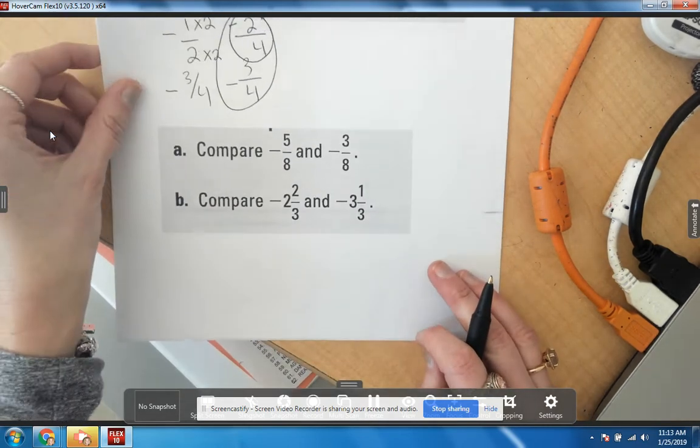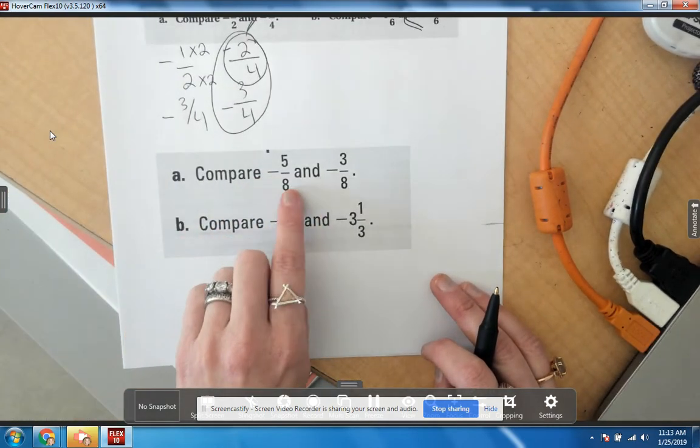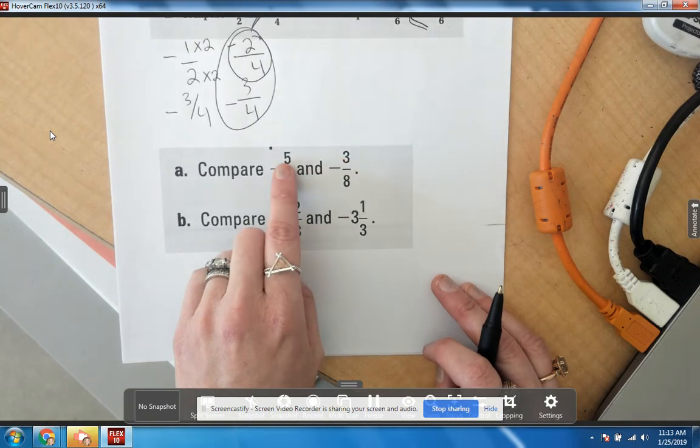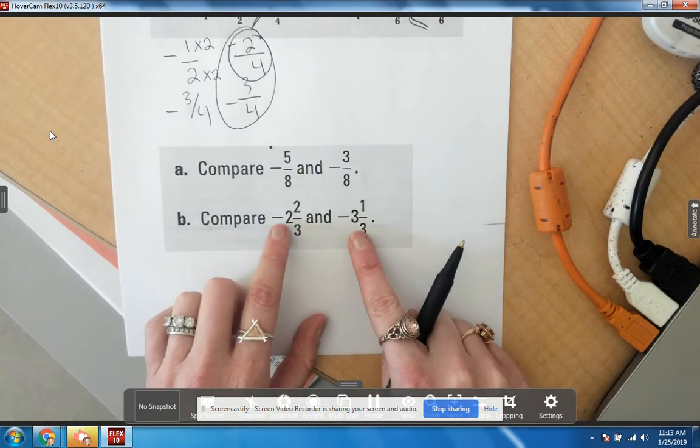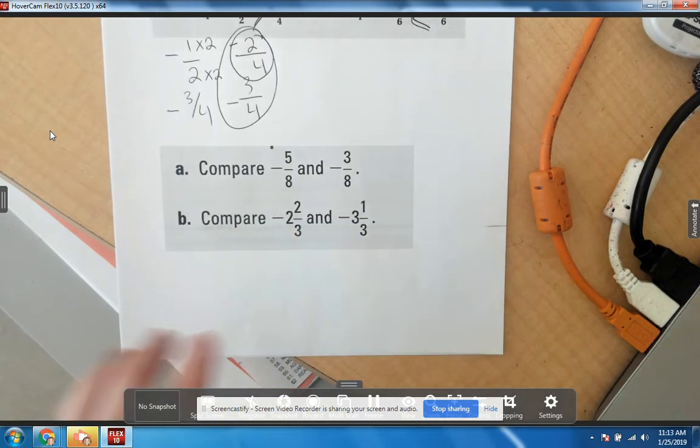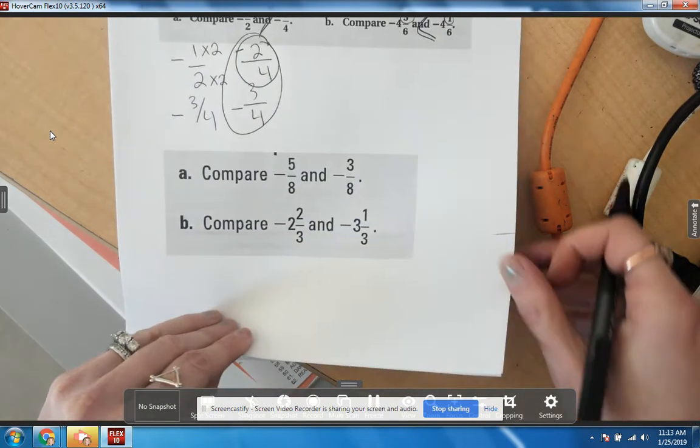So you guys tried these two. Now, for this one, they already have the same denominator, so you're just comparing the numerators. For these two, they actually have different whole numbers, so you don't even have to really look at anything but the whole numbers and compare them that way. So try those ones.